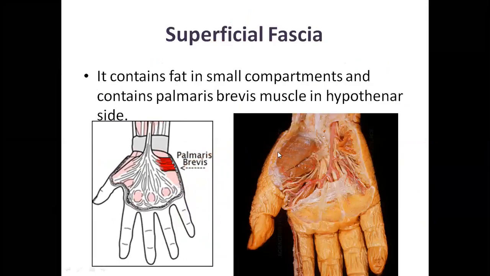As you do dissection, you will come across a few structures. First of all, when you dissect a cadaver, you see that the skin of the palm is highly wrinkled and very thick. When you start exposing just below the skin, you will find a lot of fat, which is arranged in small compartments, and in this fat just below the skin you will come across a muscle. You can see here this muscle, palmaris brevis, on the hypothenar side.